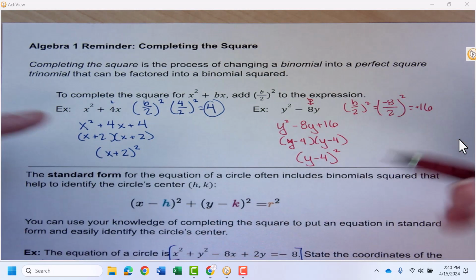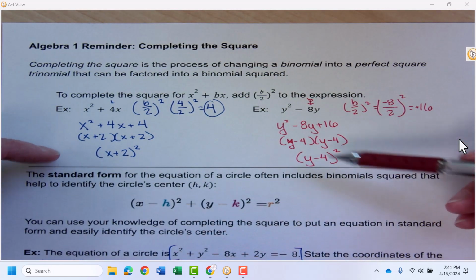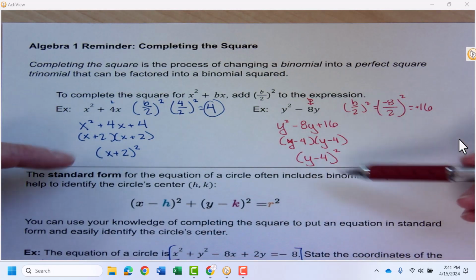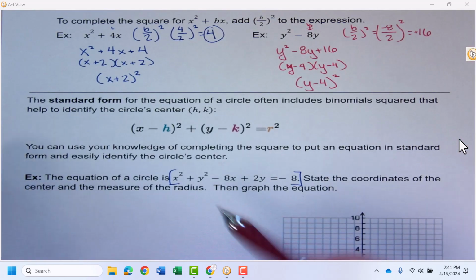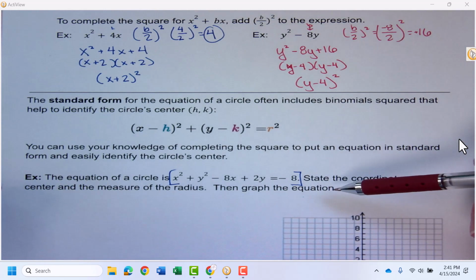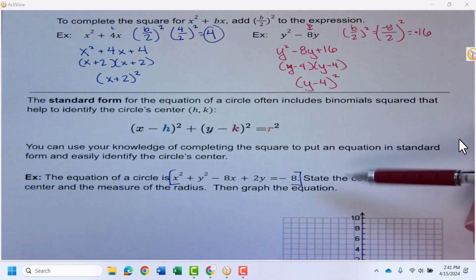Okay, so now that we know how to complete the square so that we have a binomial squared, let's go ahead and apply that to this last problem. You'll have one of these in the practice assignment tonight.